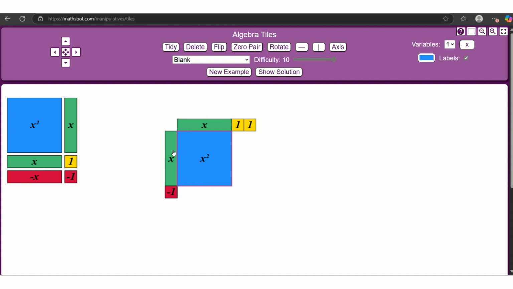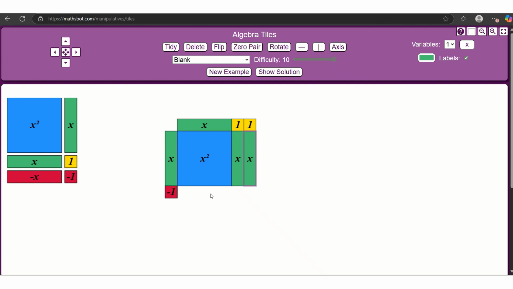Right here, we have a height of x and a width of 1. So what would have a height of x and a width of 1? That looks like it would be these. And if you do x times 1, you would get x. So again, we're doing that base times that height.